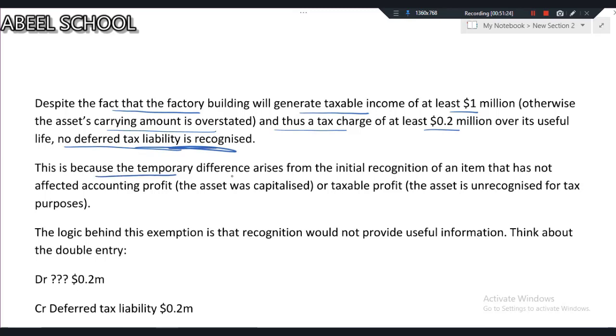This is because the temporary difference arising from initial recognition of the item has not affected accounting profit, as the asset was capitalized, or taxable profit, as the asset is unrecognized for tax purposes.